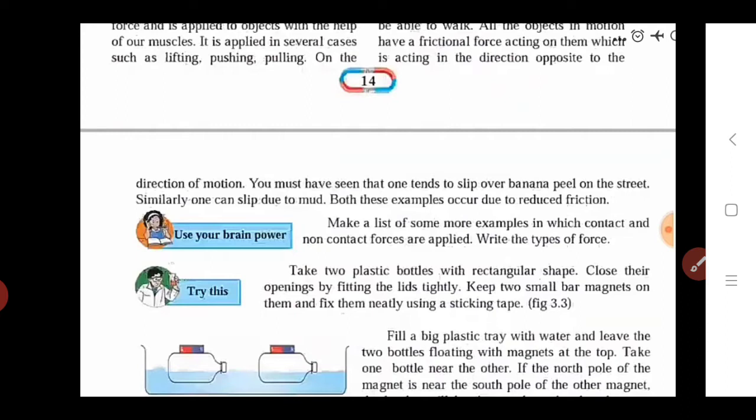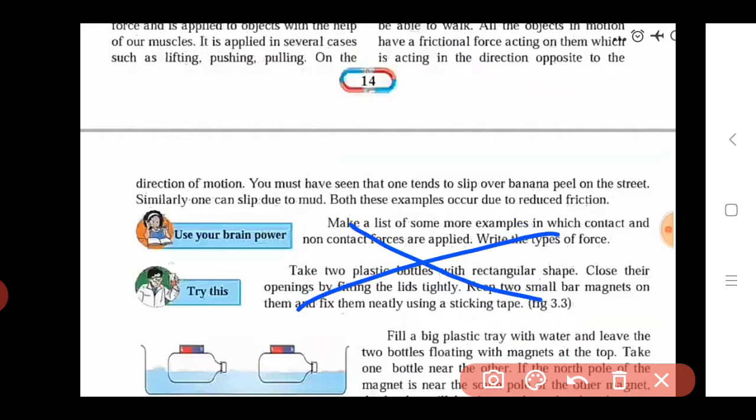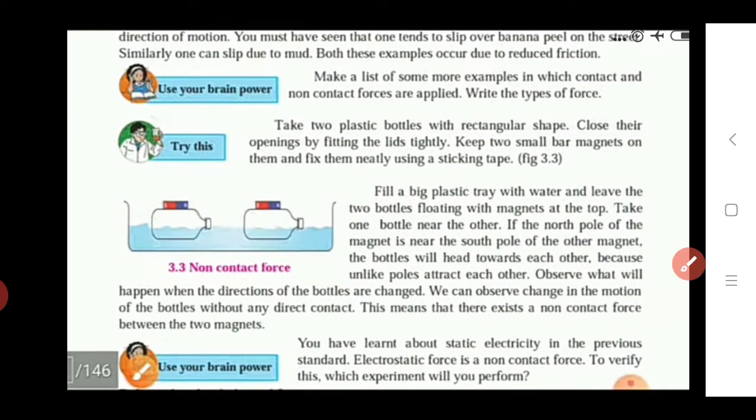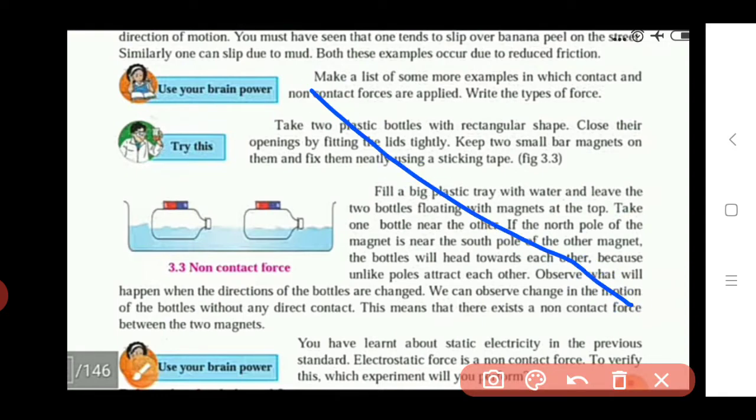Okay. So in the last lecture I also told you about the syllabus, that is this part gets reduced from your textbook. Okay. Then we see the next point. So this point also gets reduced from this to this. Okay. So we start from this point, use your brain power.